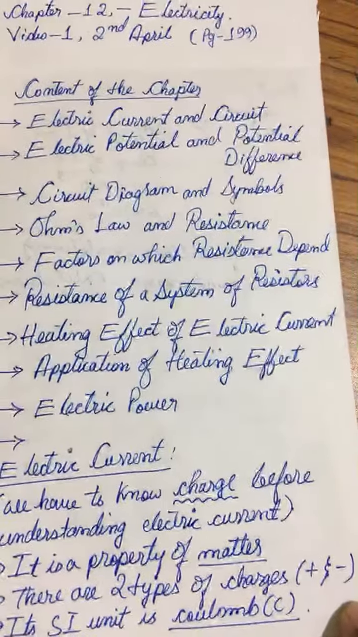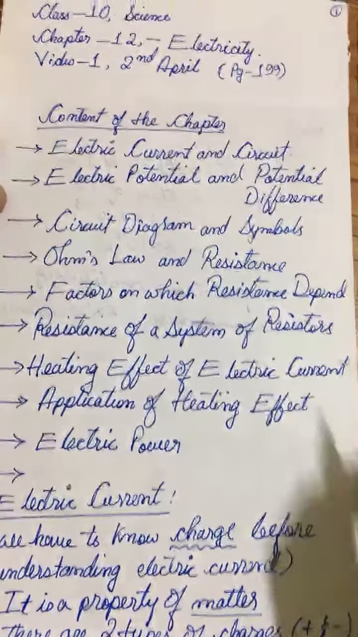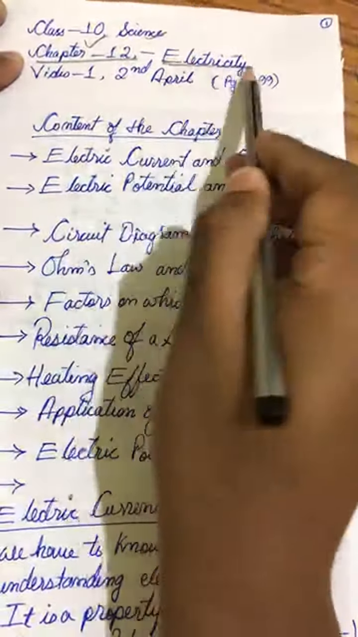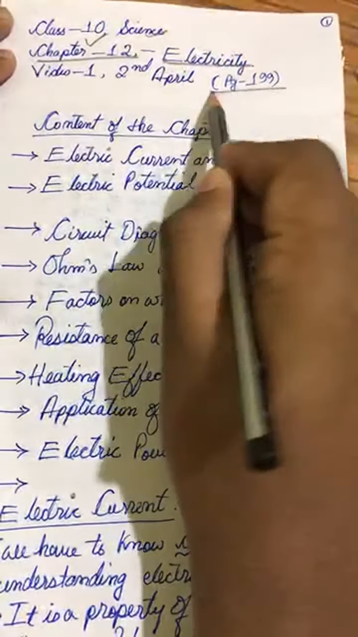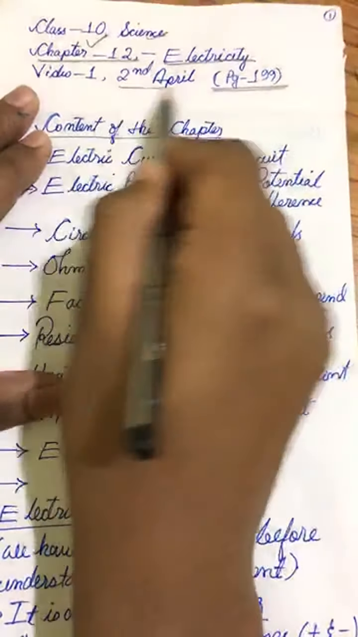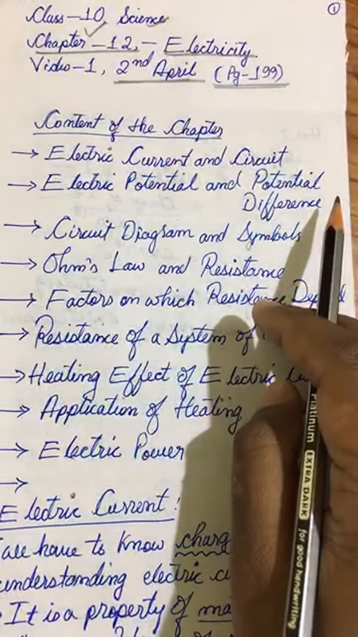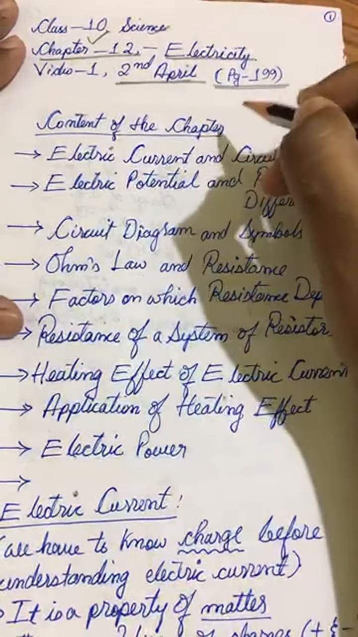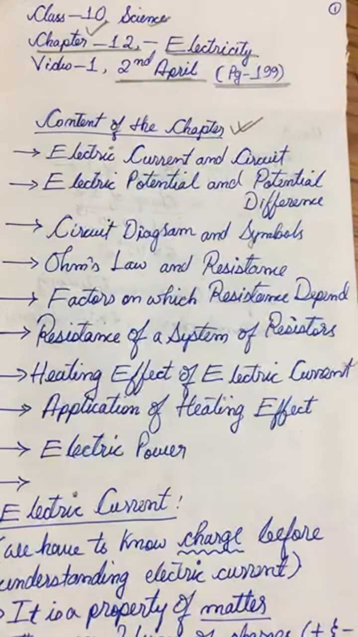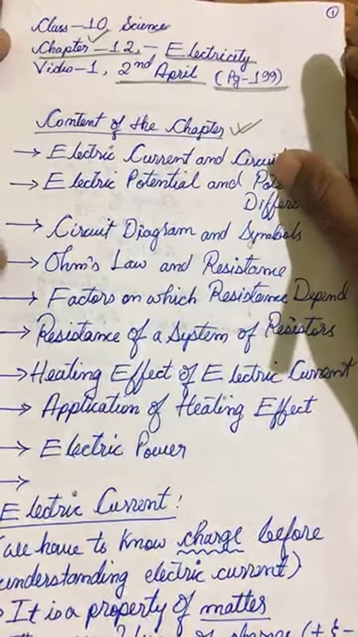So today's chapter is class 10 science, chapter number 12, electricity. You will find it on page number 199, and this is the first video. Write the date and class number before starting. The content of this chapter, what we are going to learn in this chapter, you need not write it down, just pay attention.